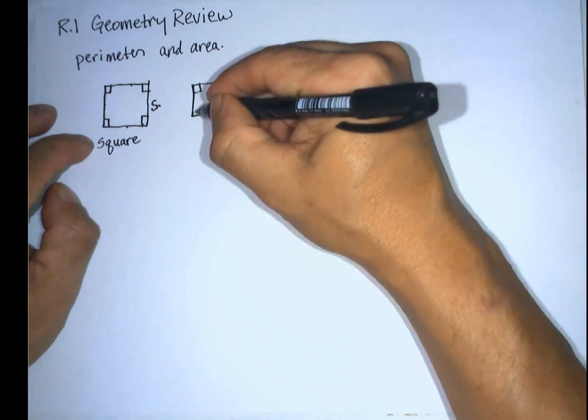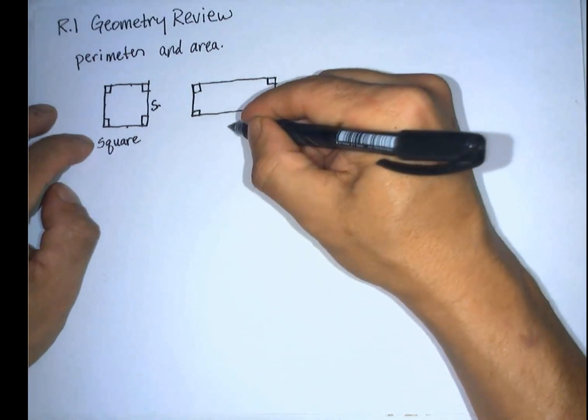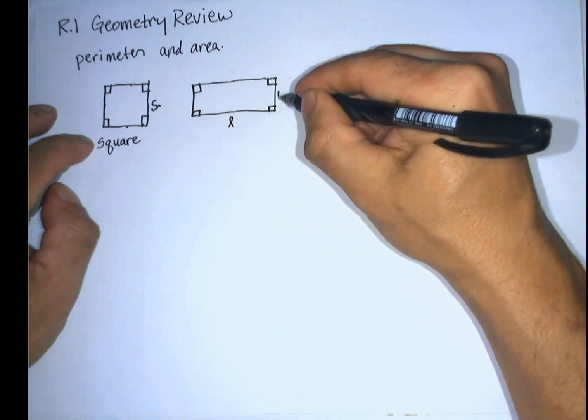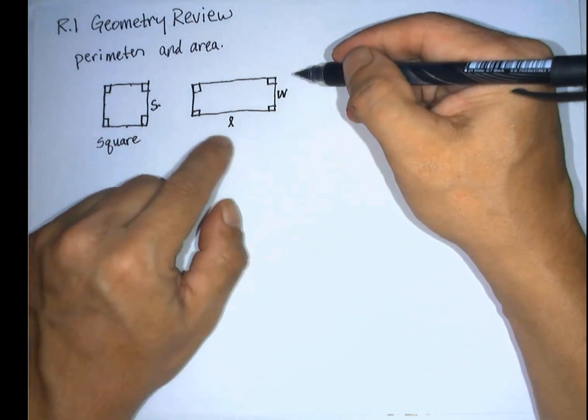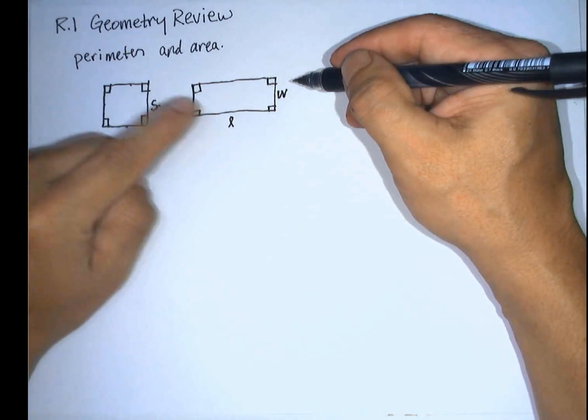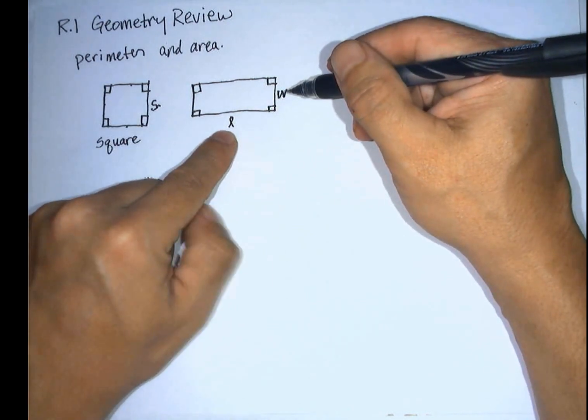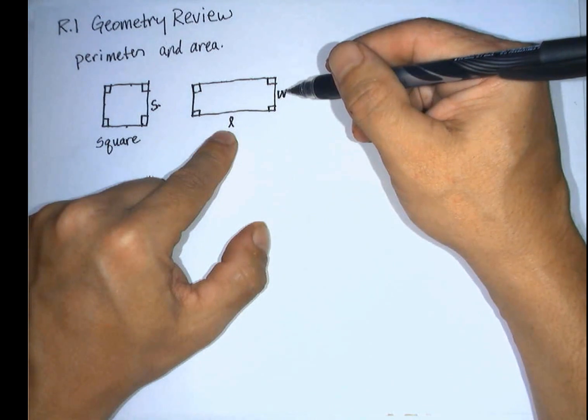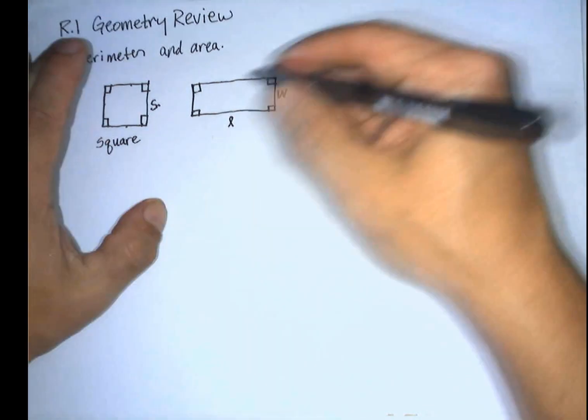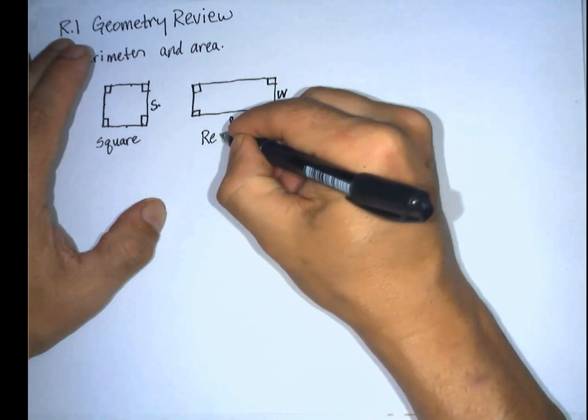Now a lot of people get confused with length and width. They can be used interchangeably. This can be L and this can be W. It doesn't matter, just as long as they're different numbers. This side, the bottom here, is referred to as the length, and the W is for the width, and this is the rectangle.